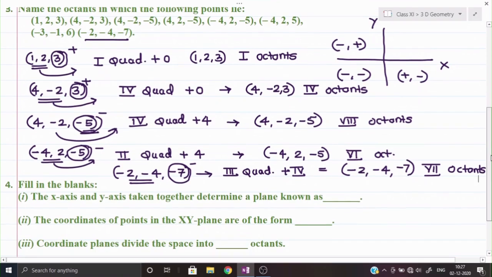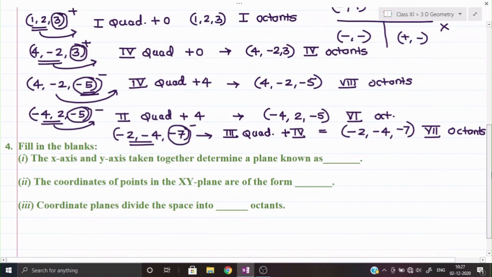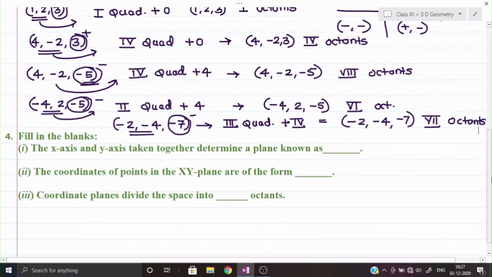Now we shall discuss, at the last, fill in the blanks. The x-axis and the y-axis taken together determine a plane known as... see, we are taking only the x-axis and the y-axis. Normally that would be the Cartesian plane, but since we are in the context of three-dimensional geometry, this plane will be called the XOY plane, because the z-axis we shall mark as absent. Only x and y, but they pass through the origin, that's why it is taken as the XOY plane.